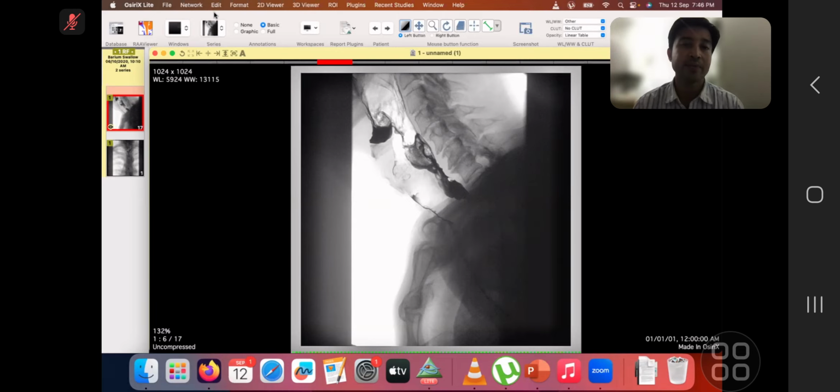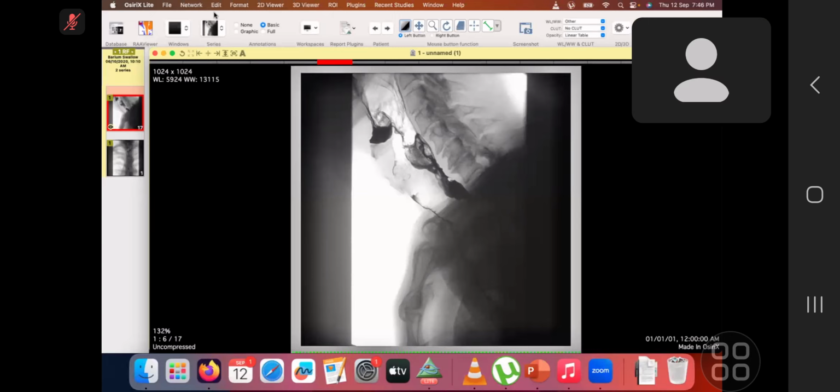Obviously, most barium studies come with that history itself. This irregularity in the mid esophagus looks a little suspicious, so I would take the findings with the CT of the patient and see if there is any suspicious lesion or not. Okay, let's go to the CT.